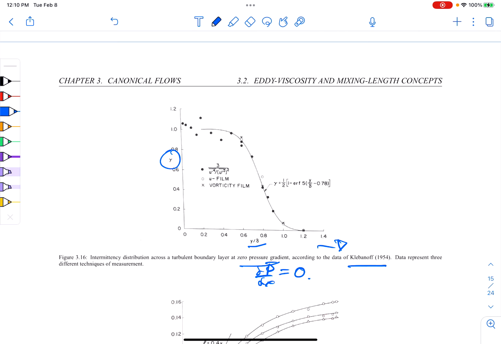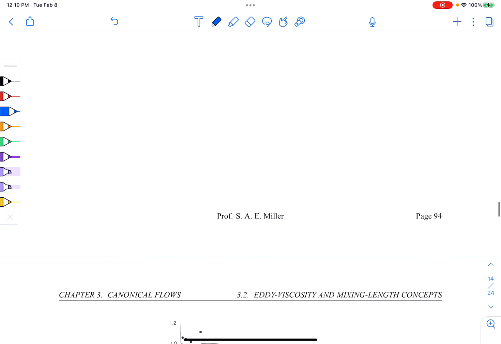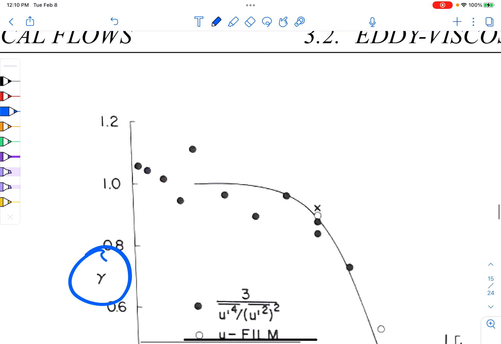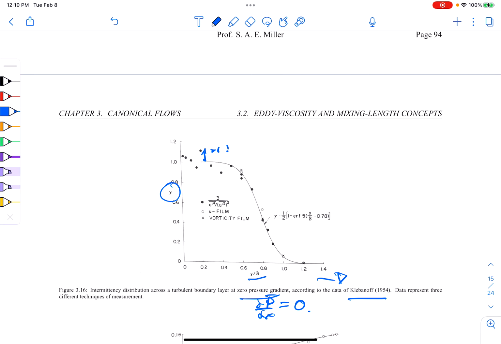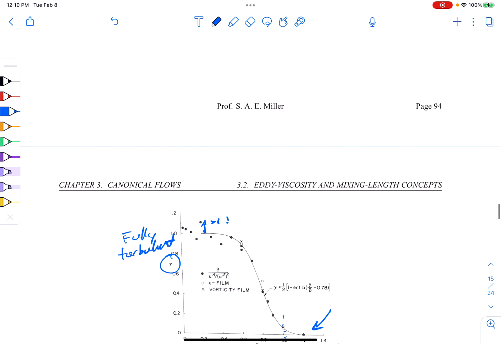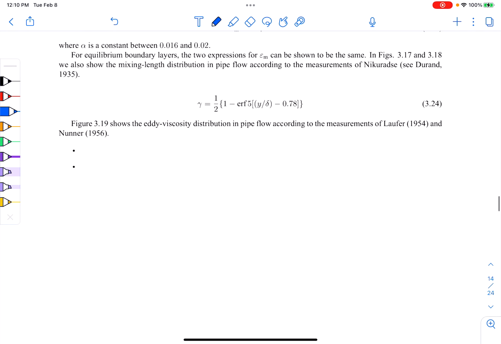You can see experimentally there's some amount of error, because by definition, you can see here, this is greater than 1. Right, you can kind of gain some insight into the experimental error there. But once again, flow is fully turbulent here. And of course, this is the boundary layer edge. This is where UE would be looked at. And he fitted an error function. And we'll show this equation in a few seconds.